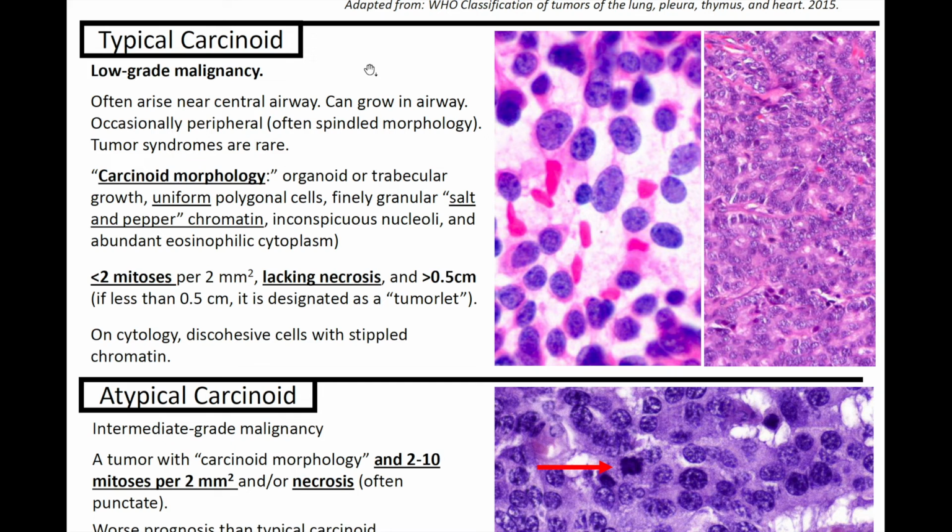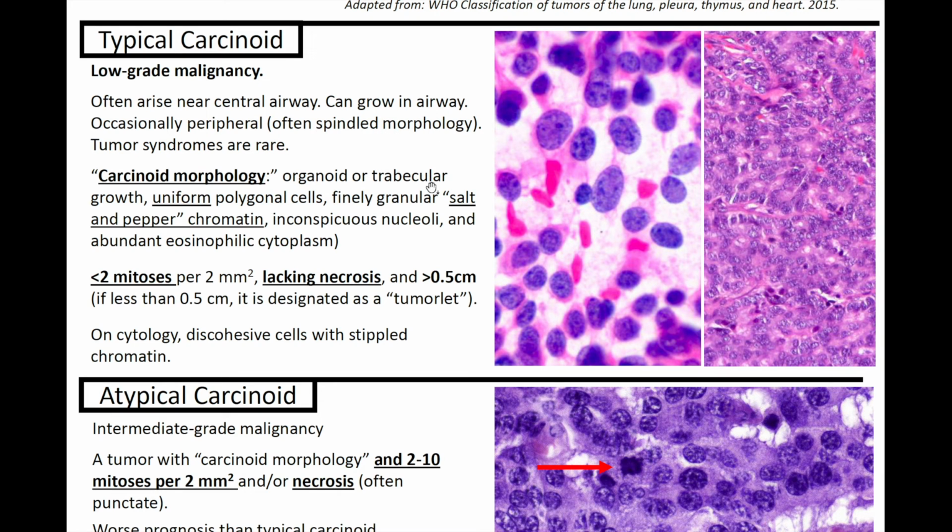So, like many carcinoid morphologies or neuroendocrine processes, you're going to have organoid or trabecular growth, uniform polygonal cells with finely granular salt and pepper chromatin. That salt and pepper chromatin is really classic for neuroendocrine malignancies. And you're going to have inconspicuous nucleoli and abundant eosinophilic cytoplasm.